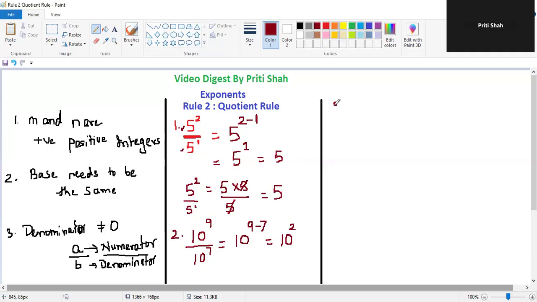Let's take some other example. Suppose A raised to the power 15 divided by A raised to the power 10. Is the base the same? Yes. So first of all, write the base, that is A. Now write the power in the numerator, which is 15. Write a subtraction sign and write the power in the denominator, which is 10. And you will get A raised to the power 5.